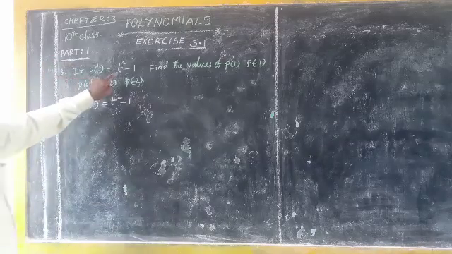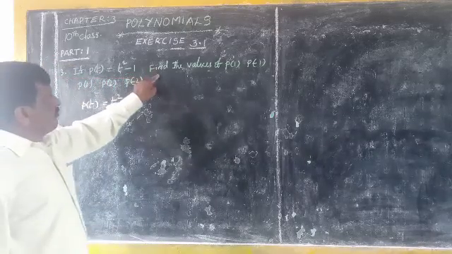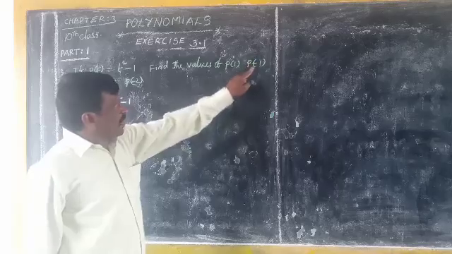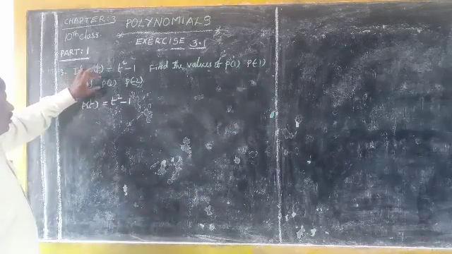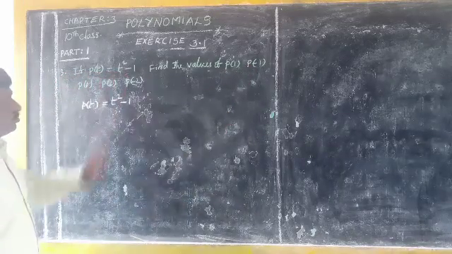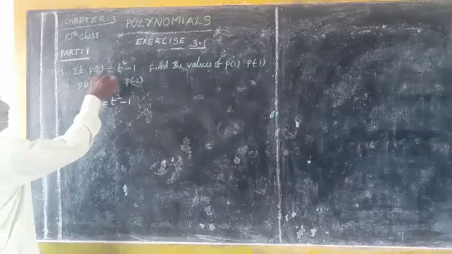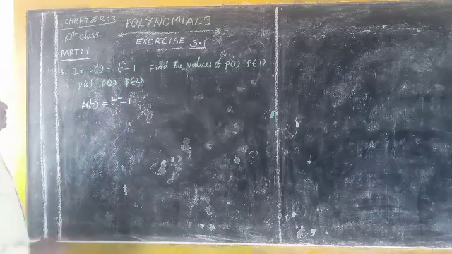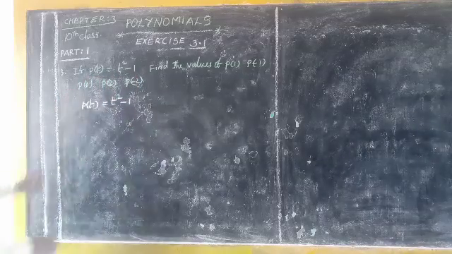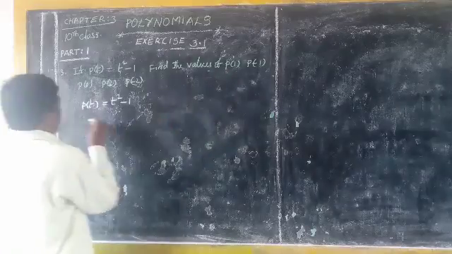If p of t is equal to t square minus 1, find the values of p of 1, p of minus 1, p of 0, p of 2, p of minus 2. To get this, p of t is equal to t square minus 1. Next we want p of 1.